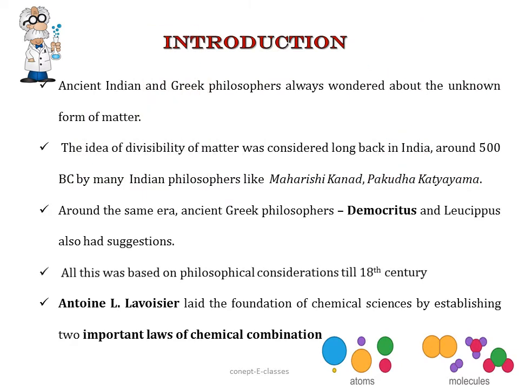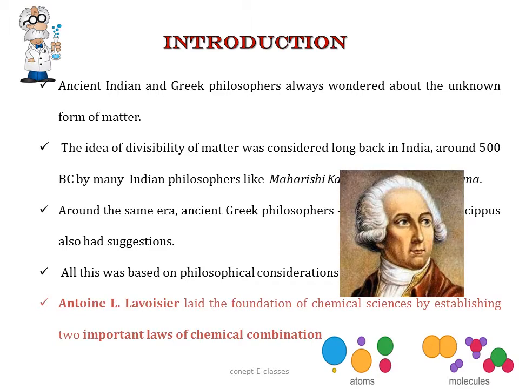Now all this was based on philosophical considerations till the 18th century. There was no experimental work, only philosophies. By the end of the 18th century, scientists started to recognize the difference between elements and compounds, and they naturally became interested in finding out how the elements combine, and what happens when they combine, as sometimes a chemical reaction takes place. Then later, Antoine L. Lavoisier laid the foundation of chemical sciences by establishing two important laws of chemical combination, which are obeyed by all chemical reactions. So let's see about these laws.